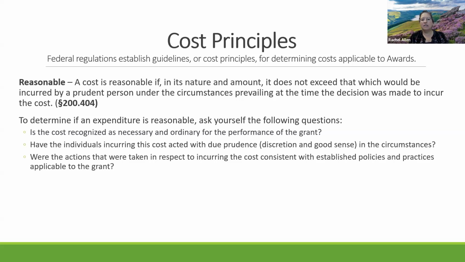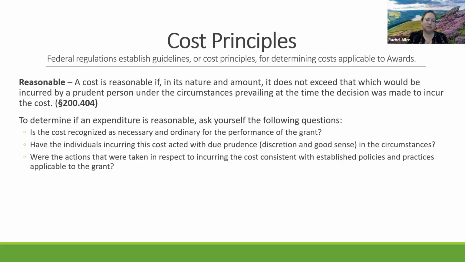A cost is reasonable if, in its nature and amount, it doesn't exceed that which would be incurred by a prudent person under the circumstances prevailing at the time the decision was made to incur the cost. And that's in 200.404. To determine if an expenditure is reasonable, you can ask yourself the following questions. Is the cost recognized as necessary and ordinary for the performance of the grant? Have the individuals incurring this cost acted with due prudence, such as discretion and good sense in the circumstances? And were the actions taken in respect to incurring the cost consistent with established policies and practices applicable to the grant? So what might be reasonable for one TVR program may not necessarily always be reasonable for another TVR program.